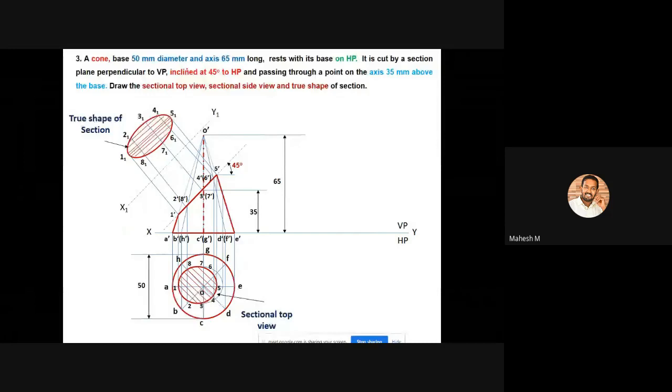And it is cutting at the axis point 35 mm above the base. So based on this, we have created a point that is 35 mm above the reference line, and also we have created the inclined section plane with an angle of 45 degree.